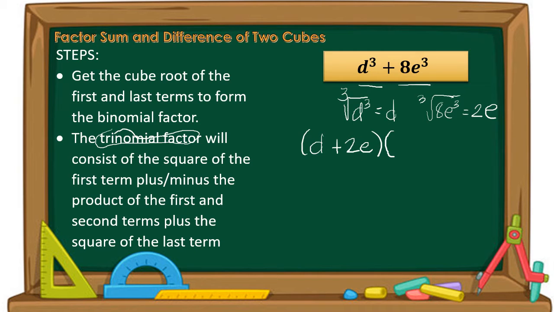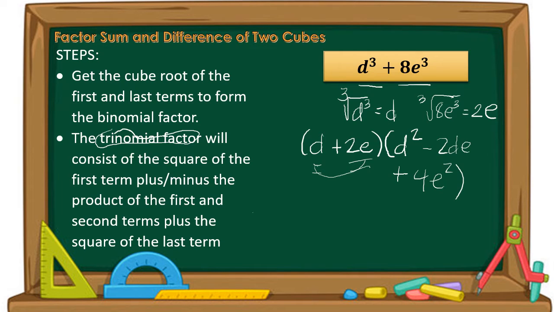It says there, the trinomial factor will consist of the square of the first term. So square this. So simply that is d squared. Next, plus or minus. Since we have plus here, you're going to have minus here. So that's the pattern for this part. So minus the product of the first and second term. So we'll just multiply these two. d times 2e is equal to 2de plus, so your last term will be the square of the last term. So square this. So that will be 4e squared.